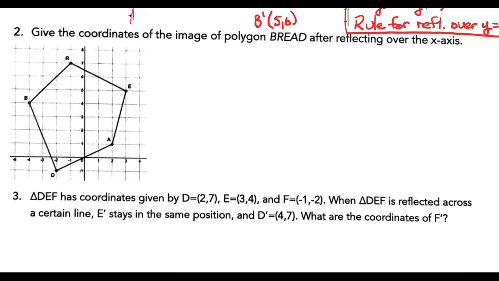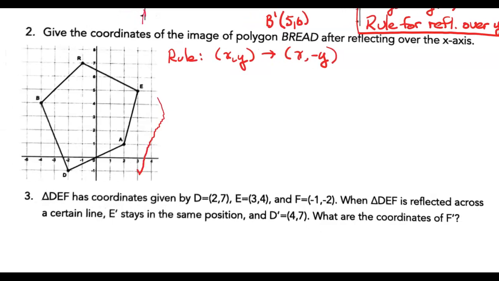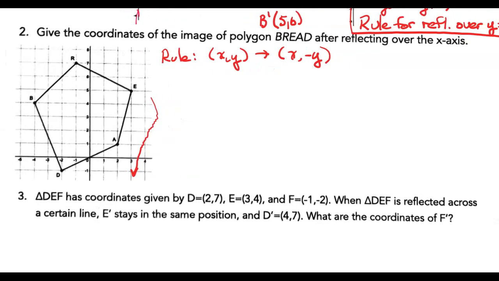So for number 2, we want to give the coordinates of the image of polygon BREAD after reflecting over the x-axis. So we know when we reflect over the x-axis, our rule is (x, y) becomes (x, opposite of y). Okay, we're flipping everything down here. So the x values are going to stay the same, but the y's are going to change to the opposite.